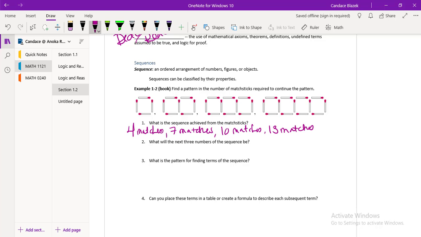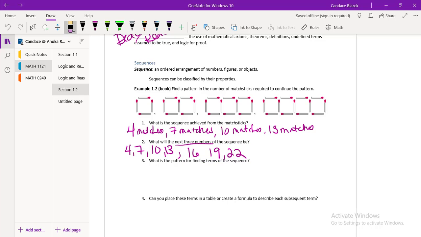If we look at these numbers of matches in our existing sequence, what we notice is that we are adding 3 each time. From 4 to 7, we add 3. From 7 to 10, we add 3. From 10 to 13, we add 3. For the next 3 numbers, we can use our inductive reasoning, seeing that there is a concrete pattern, and deductive reasoning. The next 3 terms would be 16, 19, and 22.